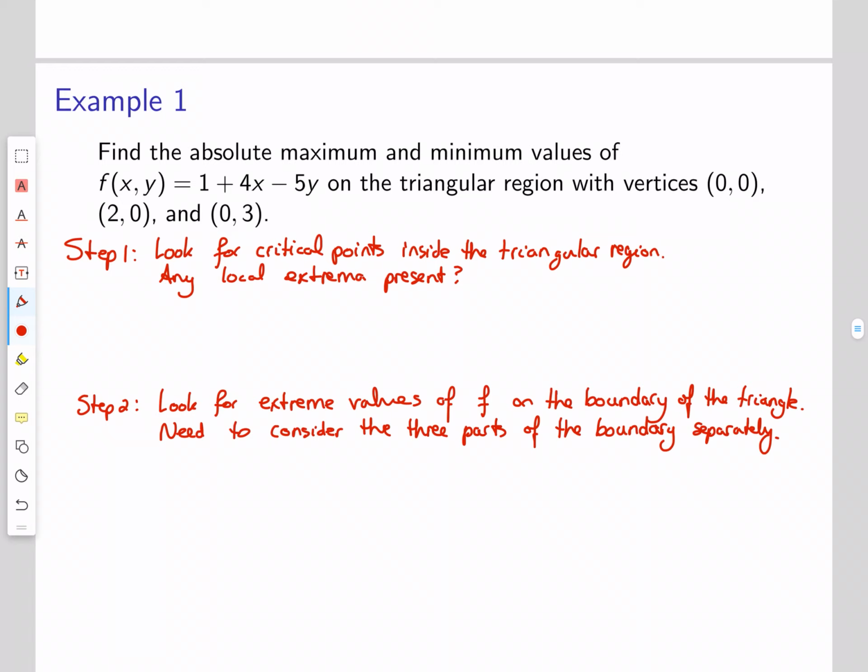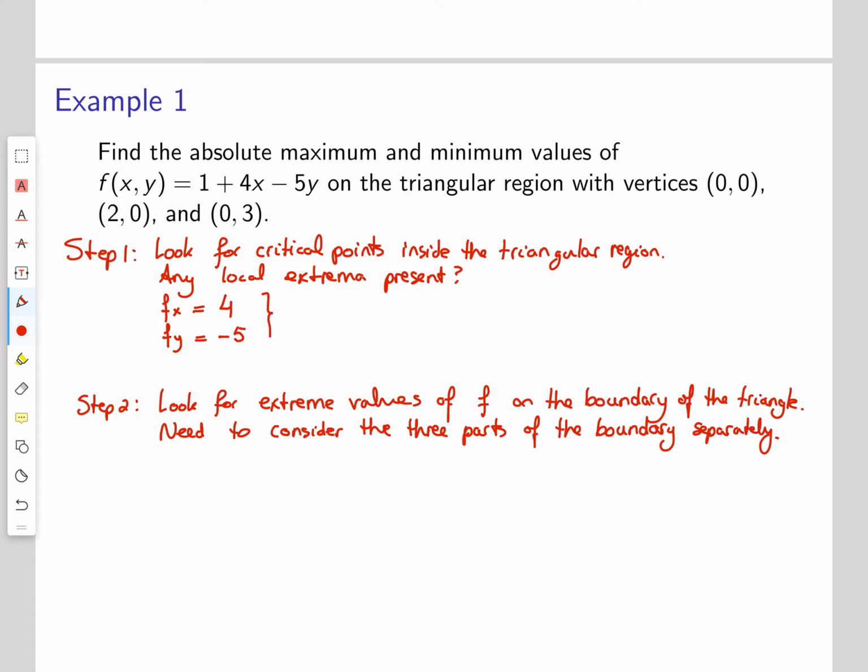So the first step is to look for critical points inside the triangular region. And are there any local extrema present on the inside? So to find the critical points, we have to set the partial derivative with respect to x and the partial derivative with respect to y equal to 0. Well, let's find the partial derivatives. F sub x is the derivative of 4x, so that's just 4 actually, because the derivative of 1 and minus 5y are both equal to 0 as far as x is concerned. And f sub y, similarly, is just minus 5.